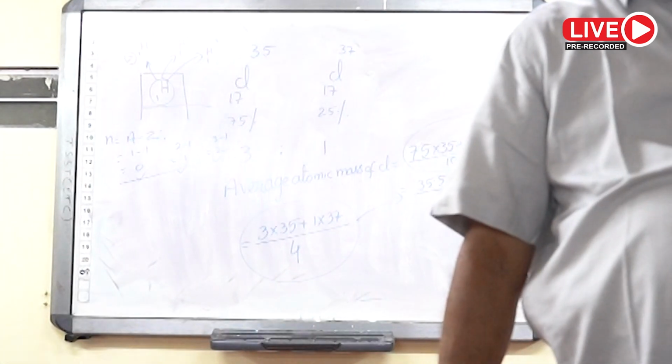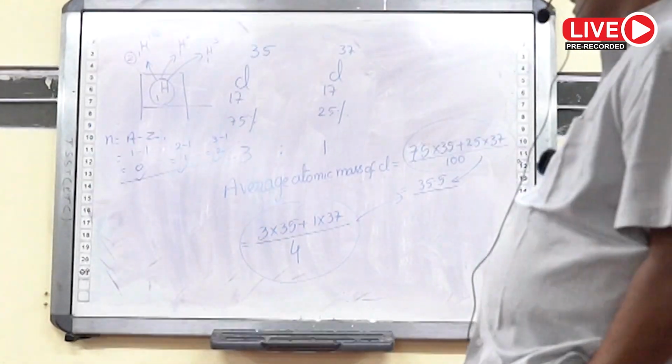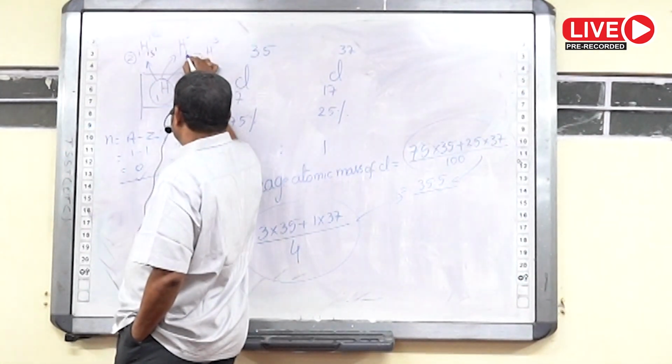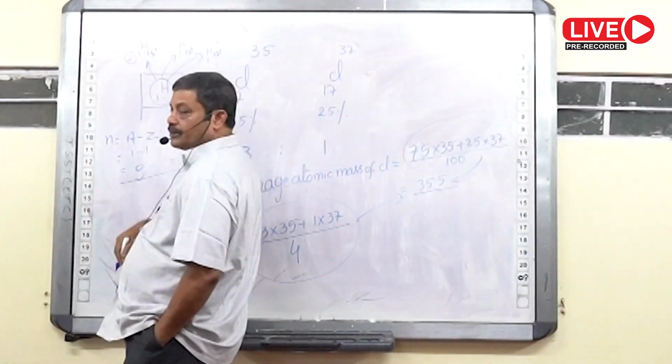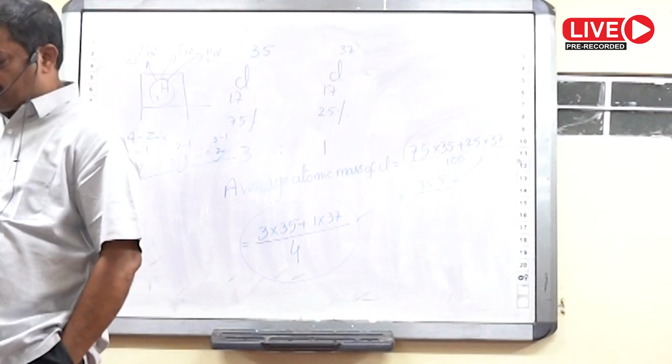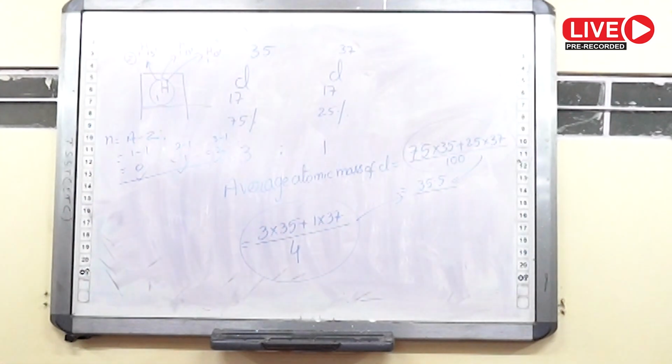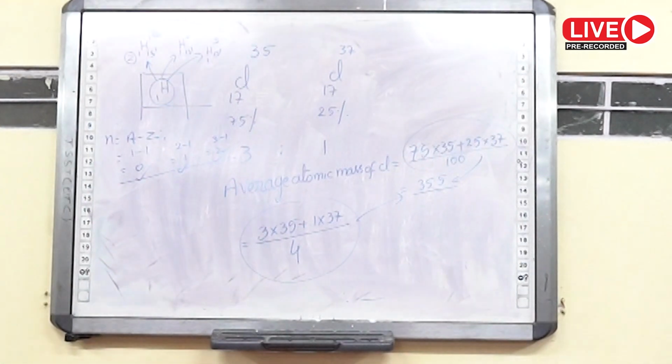What is the third statement? Since they have same atomic number, their electronic configuration is same. All the 3 isotopes of hydrogen have same atomic number. That's why same electronic configuration. Electronic configuration decides chemical properties. So all isotopes have similar chemical properties. Statement 3 also correct. What is statement 4?